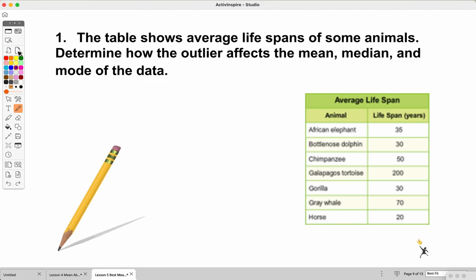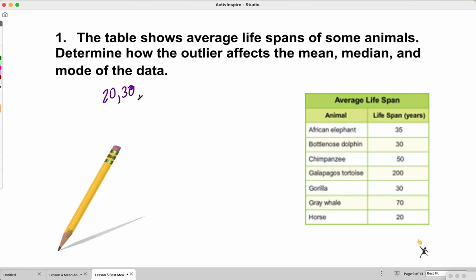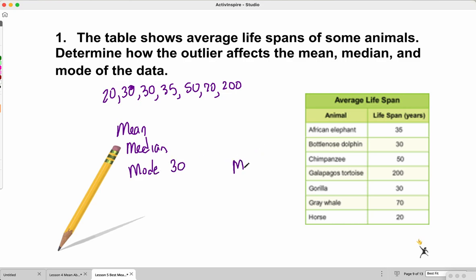Okay? So now we're going to take a look at how the outlier affects the mean and mode. So we've already got our data for this. We have our 20, our 30, 30, 35, 50, 70, and 200. To figure this out, let's just do a little experiment. Let's go ahead and find the mean, the median, and the mode. Well, the mode won't change either way. Our mode's going to be 30. It's our only repeated number both with and without the 200 in the data set.